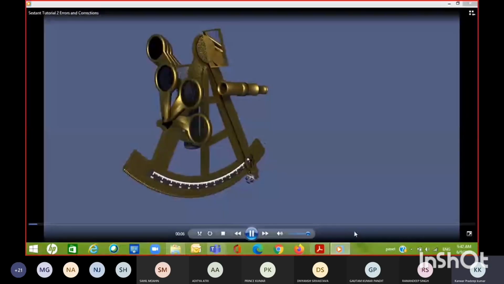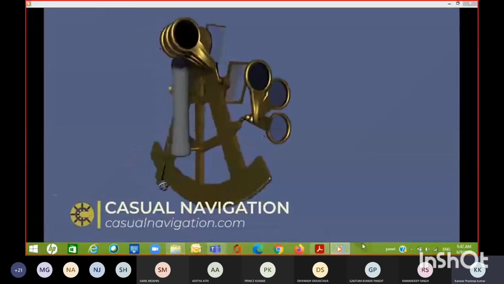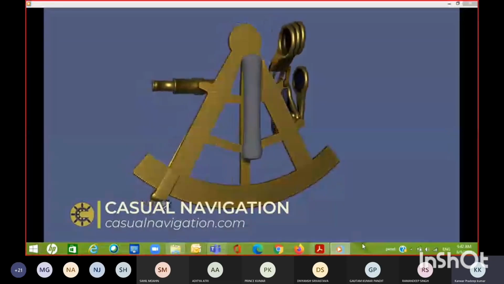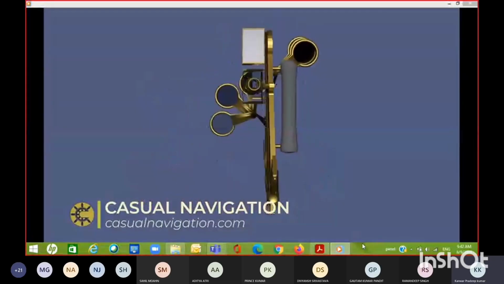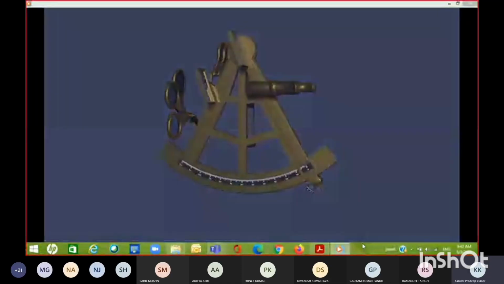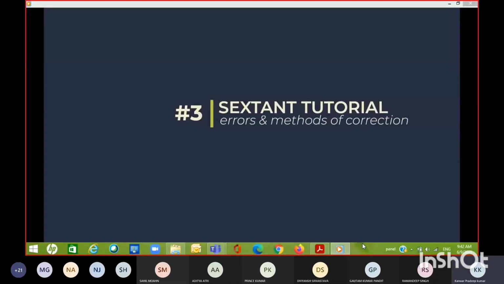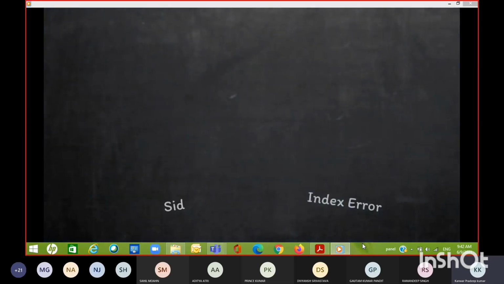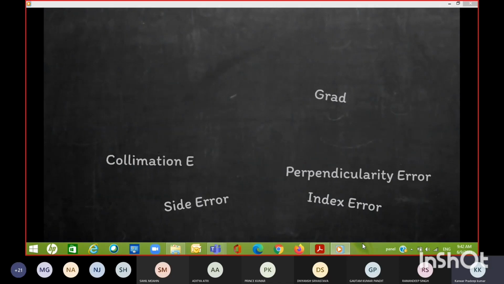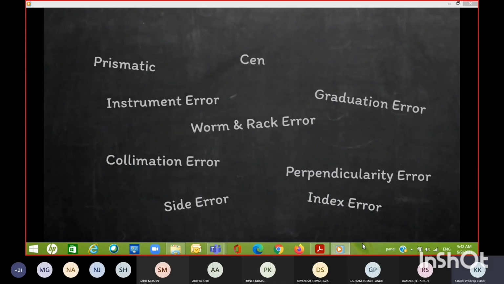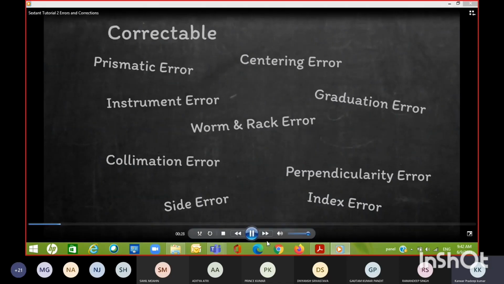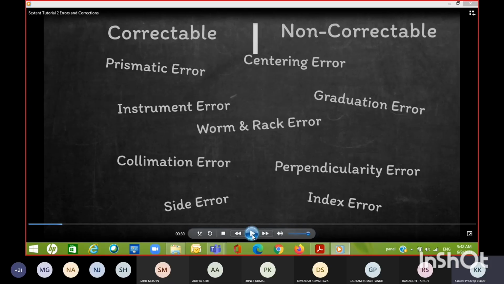If you watched the first video, you'll already know the principles behind the sextant and be able to label all the different parts. If you haven't already seen it, I'd advise going back and watching it first. This video we're going to move on and examine errors of a sextant and methods of correction. There are actually many different errors possible on a sextant. We can split them into two different groups, correctable and non-correctable.